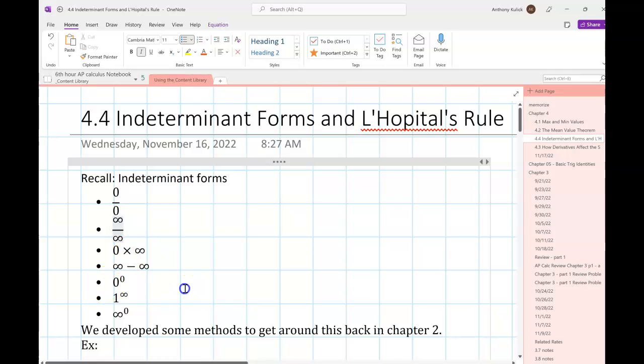When we were evaluating a limit, if you do direct substitution and get one of these indeterminate forms, you can't say anything about it. It doesn't tell you the limit doesn't exist. It doesn't tell you that it's undefined. It doesn't tell you that it's equal to 0 or infinity or something else. It doesn't tell you anything. That's not a way to get to the solution. Now, way back in chapter 2, we did develop some methods for dealing with this.